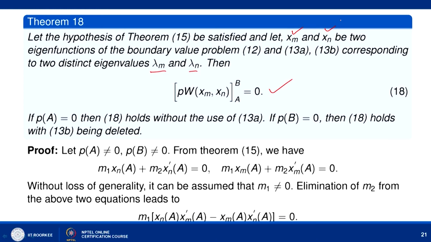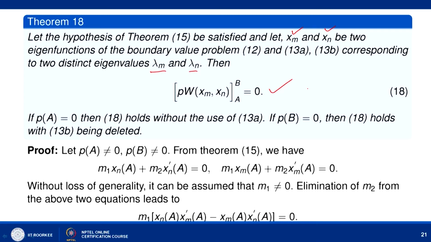condition is automatically true. Now here in addition to this, if we say that p(a) is equal to 0, then this condition holds without use of 13b, right, 13a, and if p(b) is equal to 0, then this equation holds with 13b being deleted. So it means that if p(a) equal to 0, then we have to use only one condition. If p(b) is equal to 0, then we can use only one condition. So without loss of generality, let us assume that neither p(a) nor p(b) is 0. So let us assume that p(a) is not equal to 0 and p(b) not equal to 0.